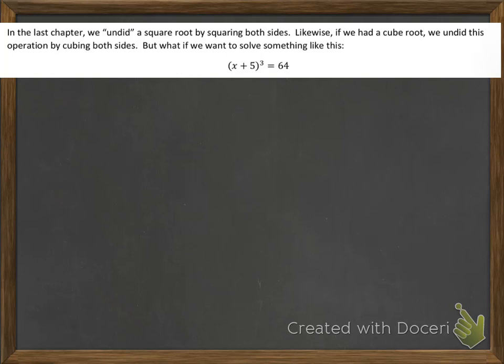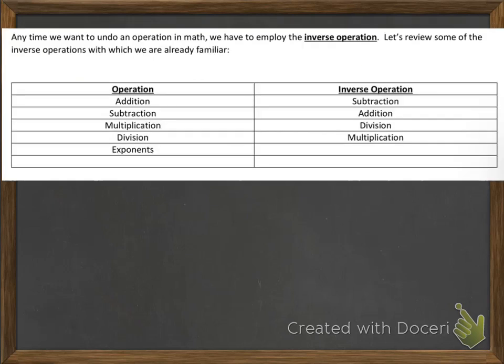But what if we wanted to solve something like this? (x + 5) to the third power equals 64. The question is, how do we get rid of that third power? How do we undo raising something to the third power?